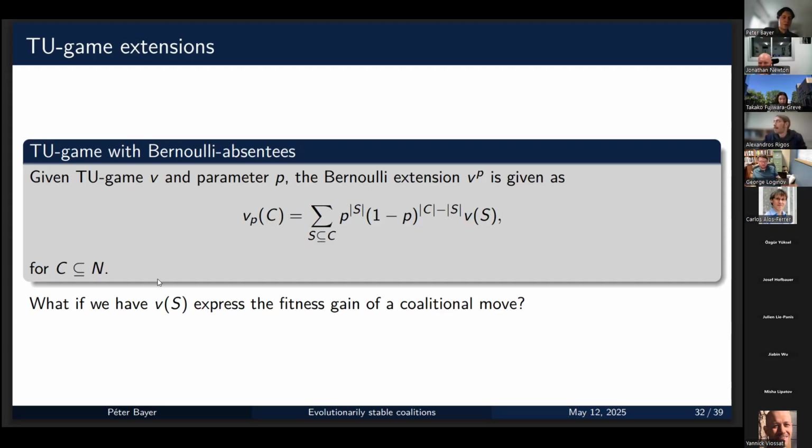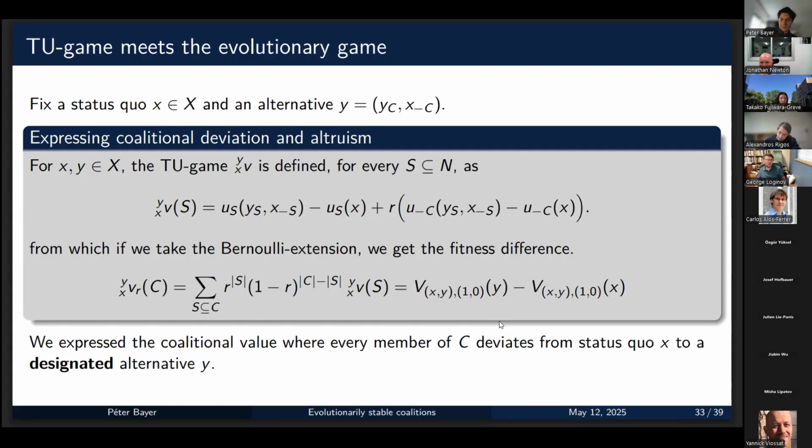That's all that's happening. And now, thinking back to the evolutionary game, what if I can have this V_S express the fitness gain of the coalitional move? And this is what's going on. We don't have time to analyze it in super big detail, but this is just me given a status quo X and an alternative Y. These are just two strategies. For any two strategies, I can just define a TU game, so the game ends up being dependent on these two strategies. And for every subset of N, I'm defining the TU game in this weird way, which is something that we're familiar with already.